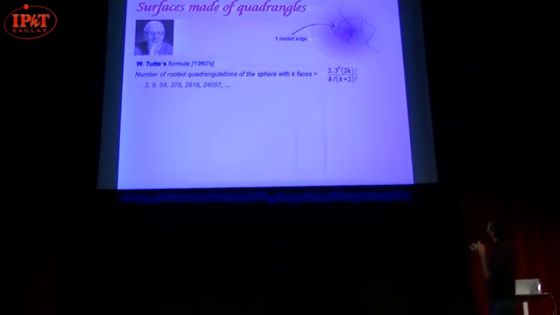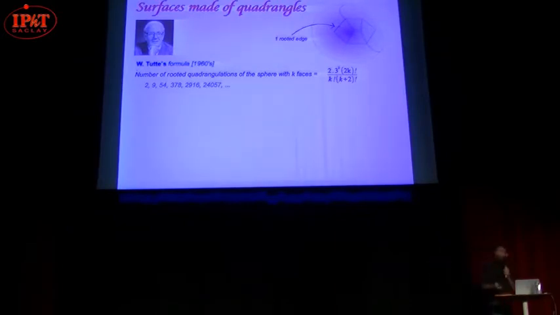So in how many ways can you cover the sphere with 6 quadrangles, in how many inequivalent ways? Well, I tell you the answer. This is about 24,000 ways. But in the 60s, Tutte found a general formula for counting the quadrangulations of a sphere with k quadrangles. It's given by that. The first few numbers are 2, 9, 54, and so on.